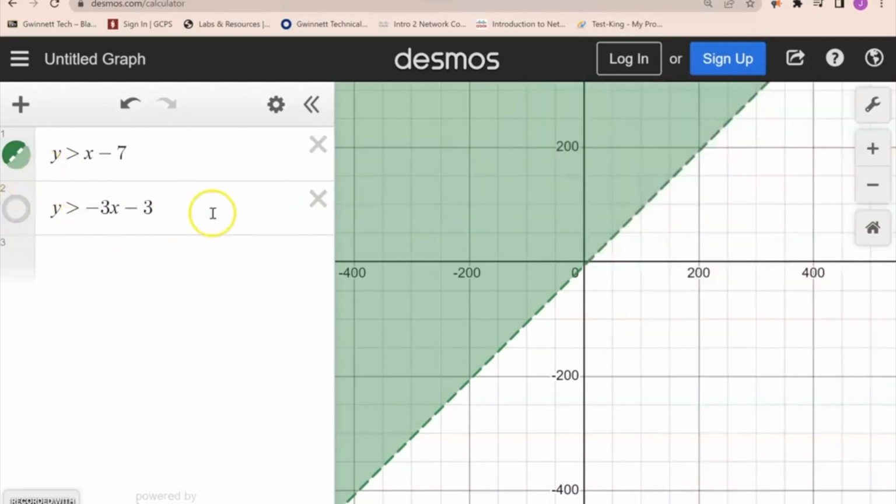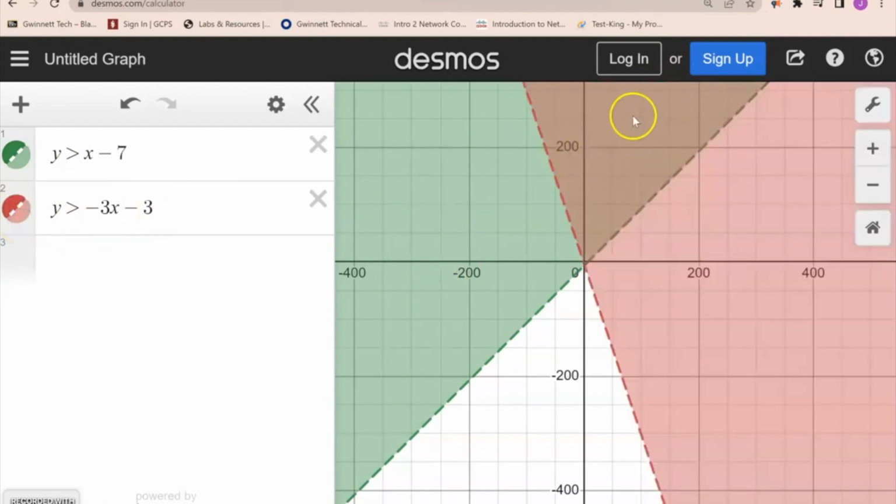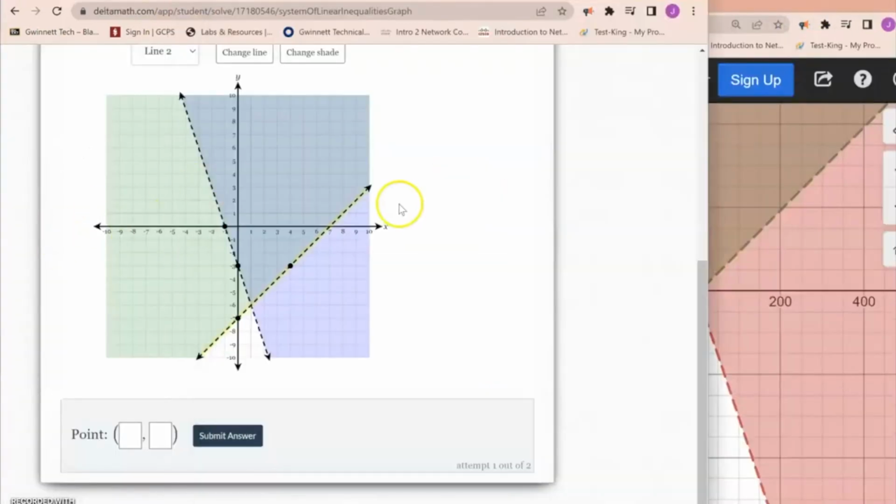Okay, so I'm going to take that off again. So here's green. Where does red hit green? Right here. So when I go into my answer, I'm looking for anything inside here. Stay away from dotted lines. So any point inside here. So if I go into my map, anything inside here, stay away from dotted lines, because remember the dotted line means not equal to. So anything in here.